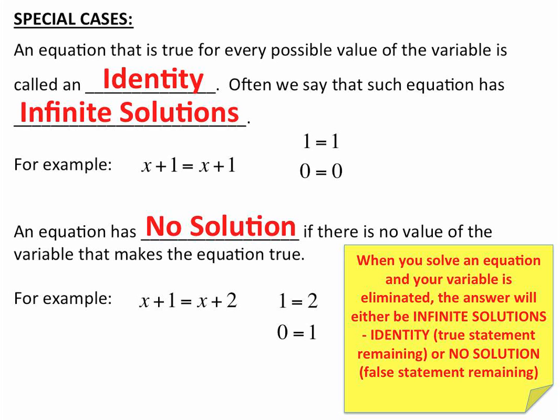Okay? So the bottom line is whenever you solve an equation and your variable is eliminated, the answer will either be infinite solutions if you get a true statement out of it, 1 equals 1 or 0 equals 0, or no solution if you get a false statement, like 1 is equal to 2 or 0 is equal to 1. So let's look at a couple examples.